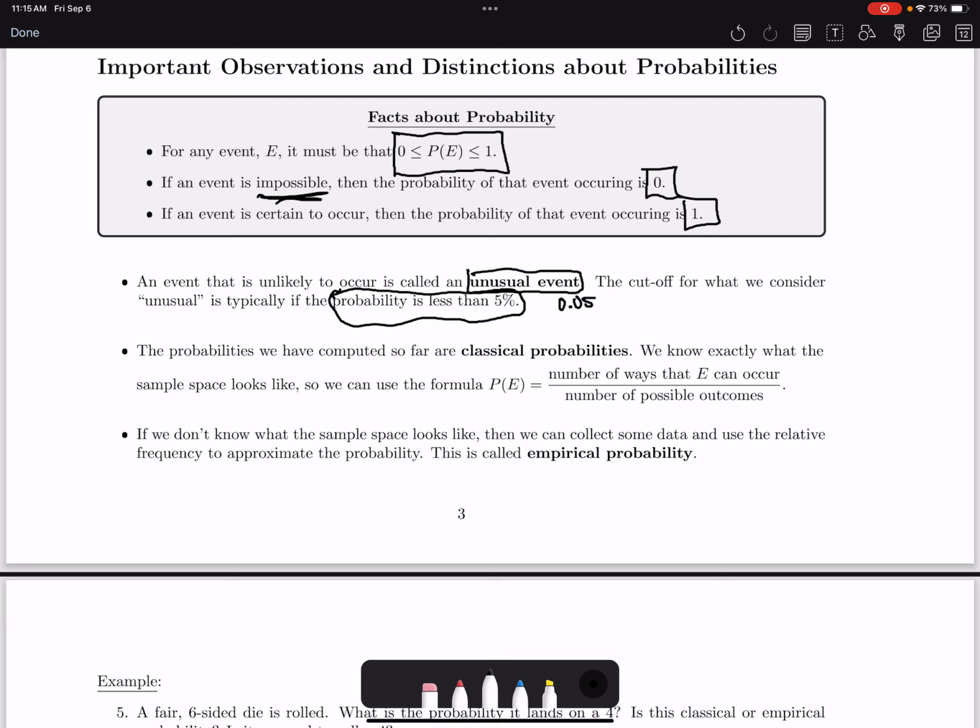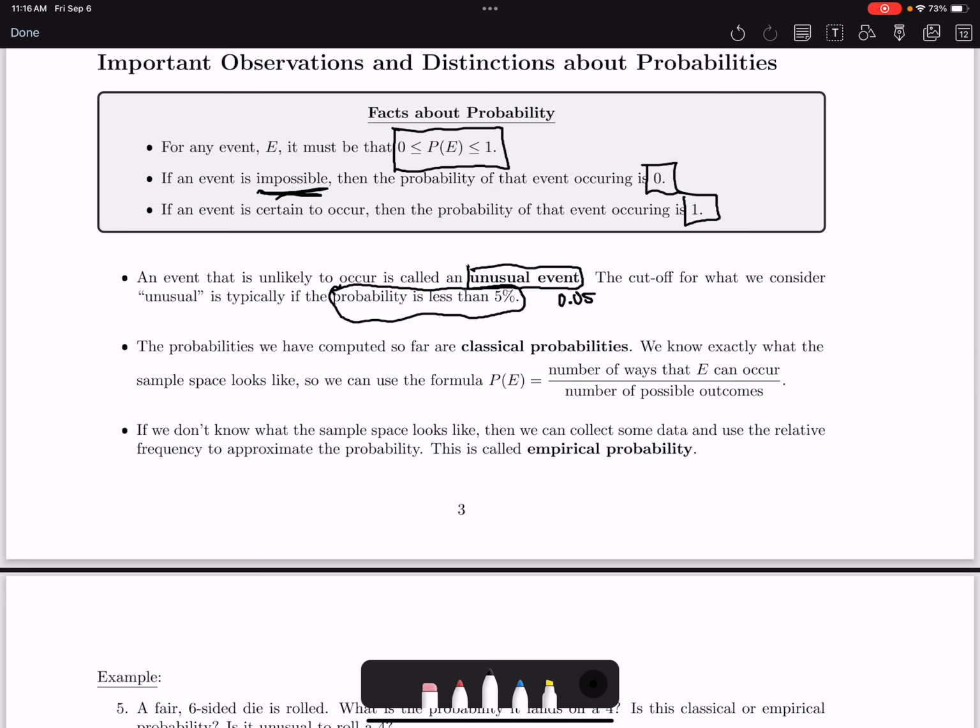When we go to do inference in the third unit, we'll change this number depending on the situation, okay? But for now, as a general rule of thumb, if there's less than a 5% chance of something occurring, then we would call that thing unusual.